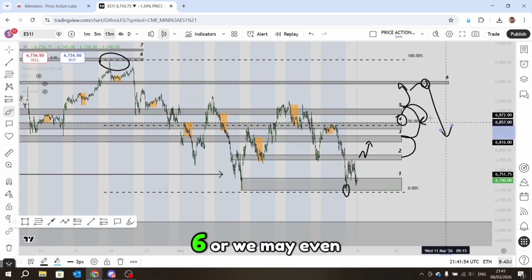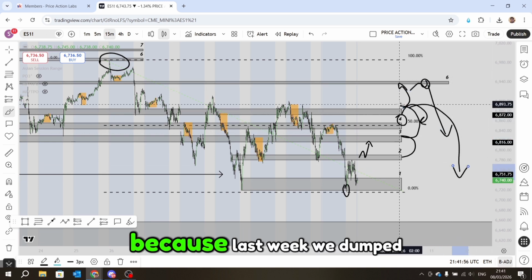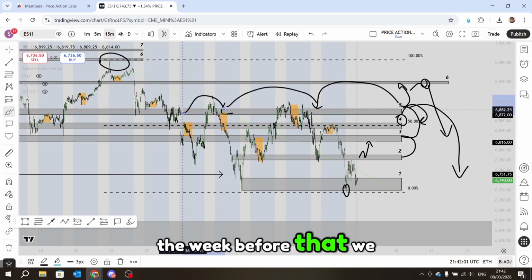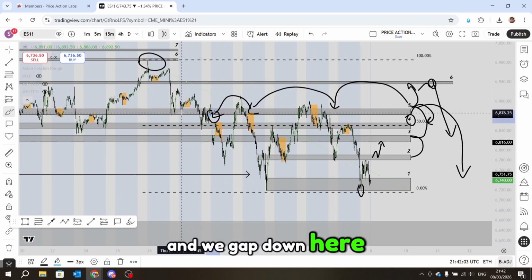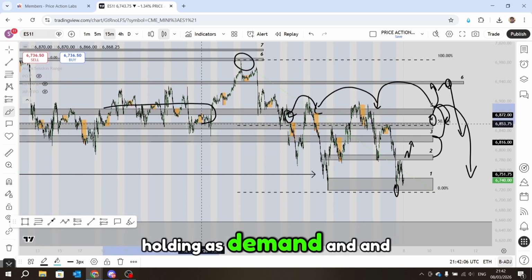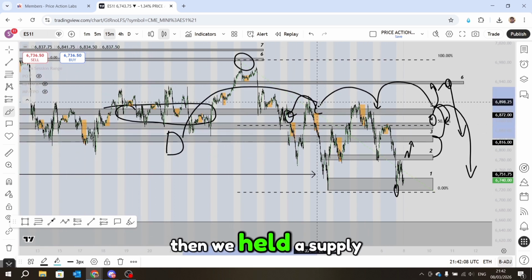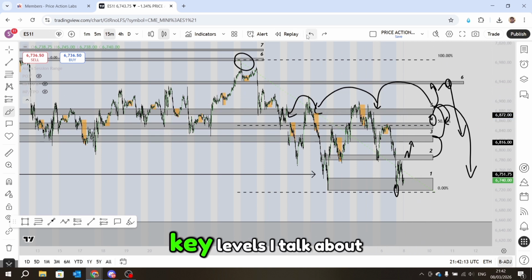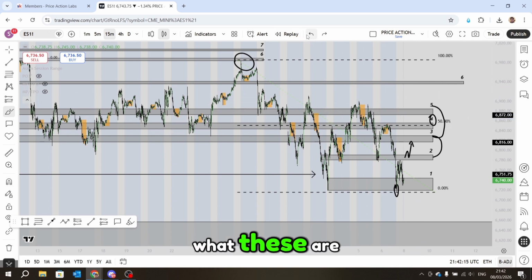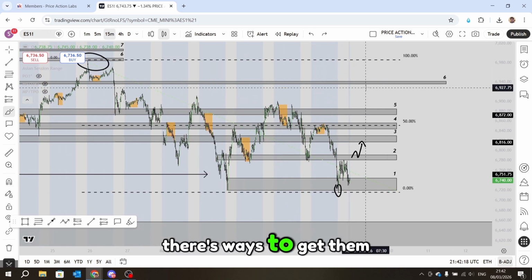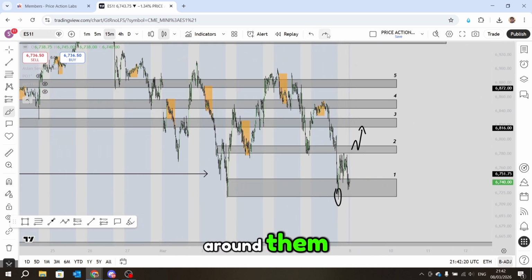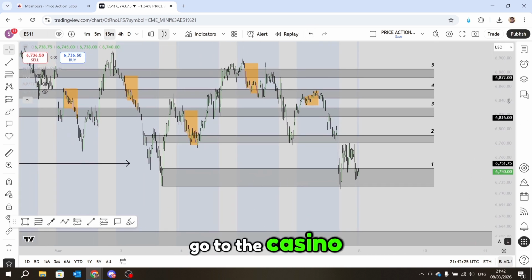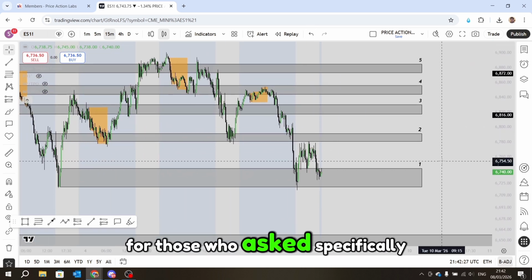We'll either dump from 6, or we may even dump from 5, because last week we dumped from 5, the week before we dumped from 5, the week before that we closed and dumped from 5, and we gapped down here. So price was holding as demand, and then we held as supply. It's a very reactive zone in the market. When I talk about key levels, when I talk about zones, you actually need to know what these are, and there's ways to get them and ways to trade around them. So again, don't go into any trading session trading blind. Just close your laptop and go to the casino. But these are my levels for those who asked specifically.